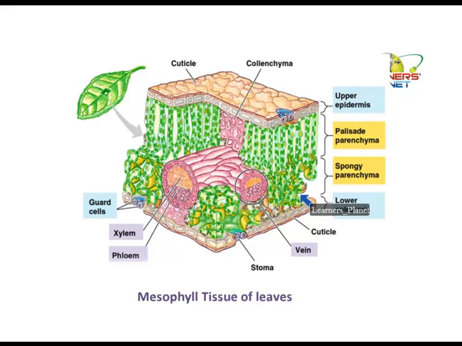So such type of parenchyma is known as spongy parenchyma. And together these tissues are known as mesophyll tissue. Which tissue? The one which is present in between the upper epidermis and the lower epidermis. This mid part of the sandwich is known as the mesophyll tissue.